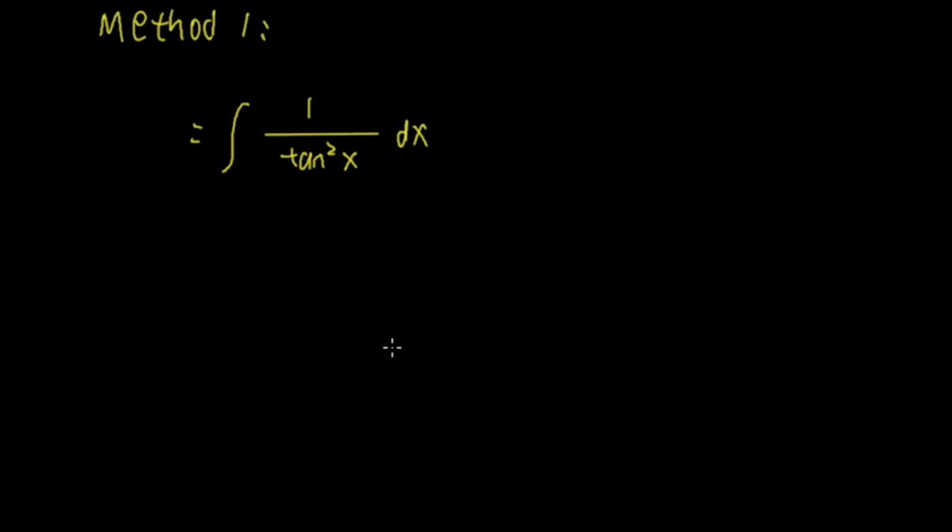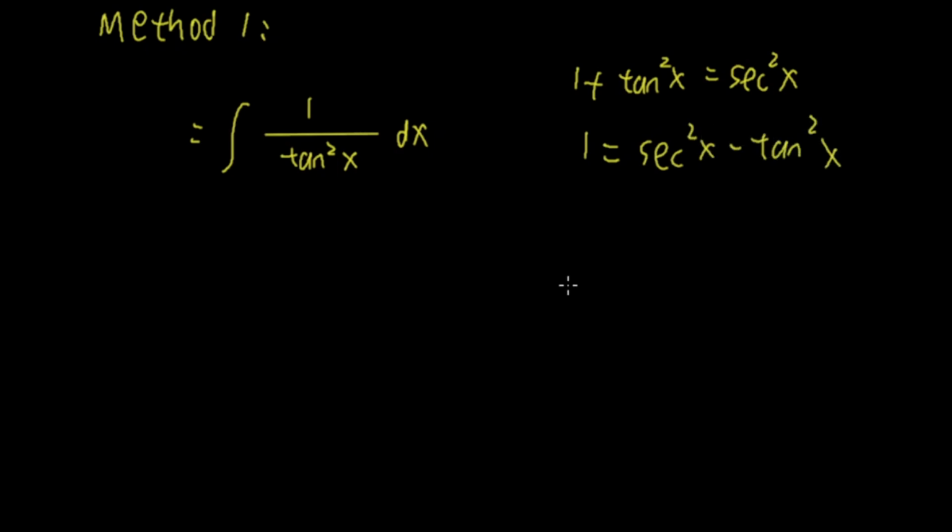We cannot do too much here, right? So we have to rewrite the 1. Usually, tangent and secant pair well with each other. And we know this identity, right? 1 plus tangent square x is equal to secant square x. Now we need a 1 here, right? So isolate the 1. 1 is equal to secant square x minus tangent square x, right? So we can replace this into the 1 here.